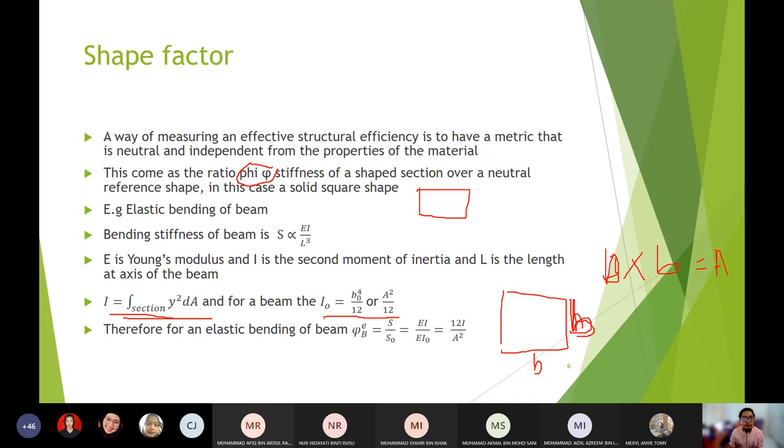It would take a lot of explanation to derive, but we just have to remember that the formula for the second moment of inertia for a square with the same sides is one side to the power of 4 over 12. It doesn't matter if you call it h, a, c or d, regardless. This is the second moment of inertia for a solid square.